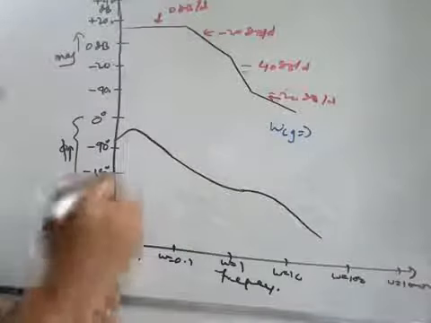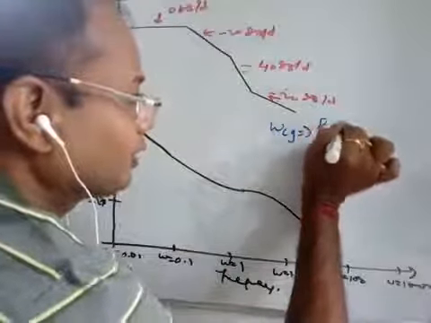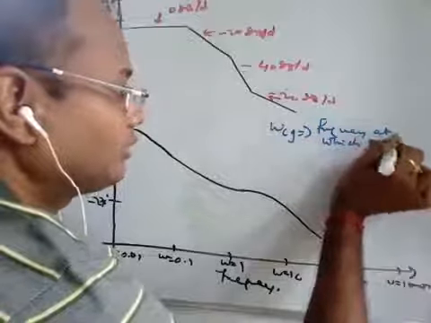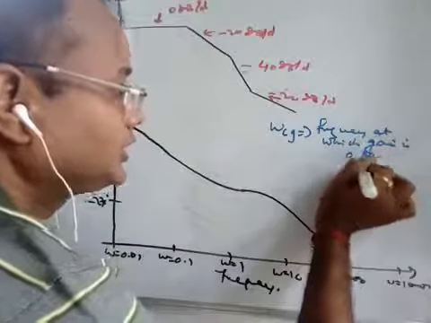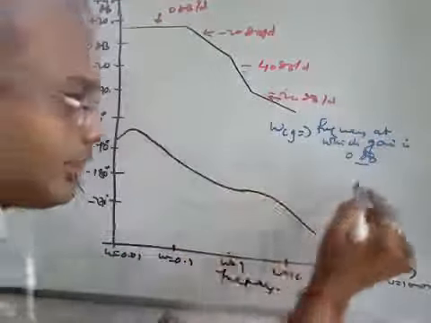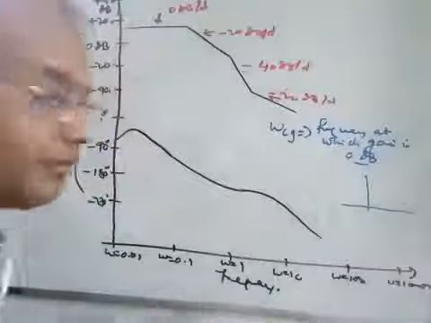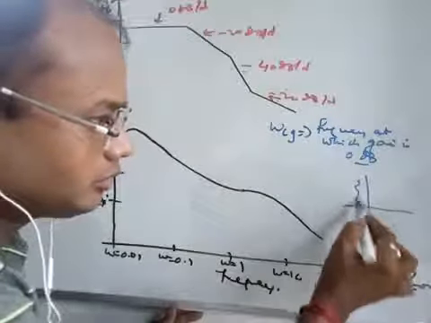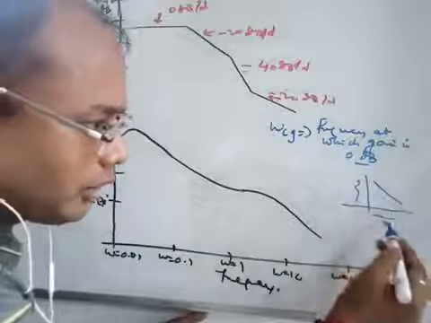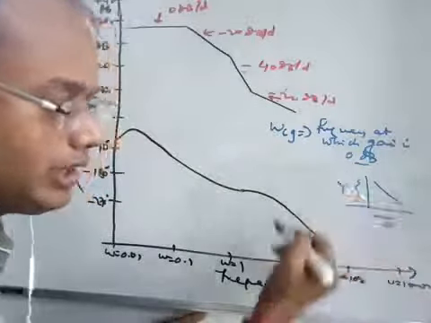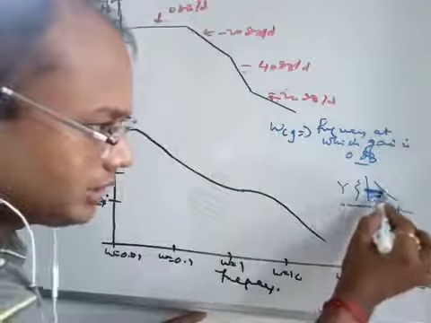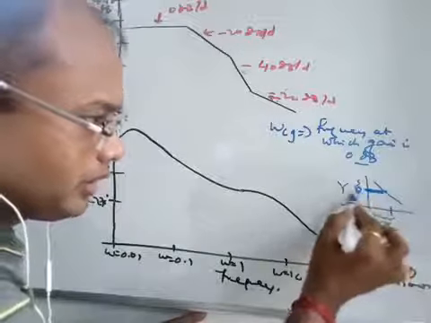So the frequency at which gain is 0 dB, right? So frequency at which gain is 0 dB means what? Say for example, this is one XY graph, and for every value of X there will be a value of Y, and for example this point is your desired value, right? Say this is your 0 dB line.